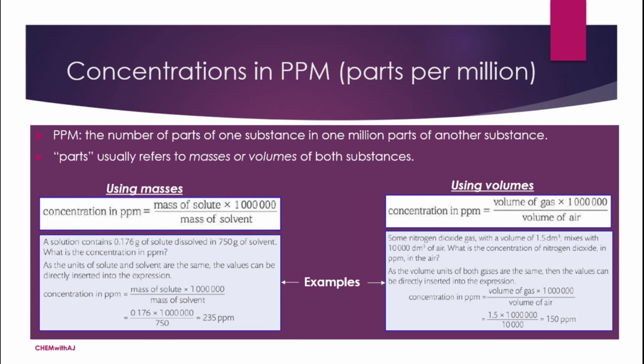The units of both these values are the same, they are both dm cube, so we don't have to worry about the units. We can just directly substitute them into the equation. So 1.5 dm cube over 10,000 dm cube into 10 to the power 6 gives us 150 parts per million.